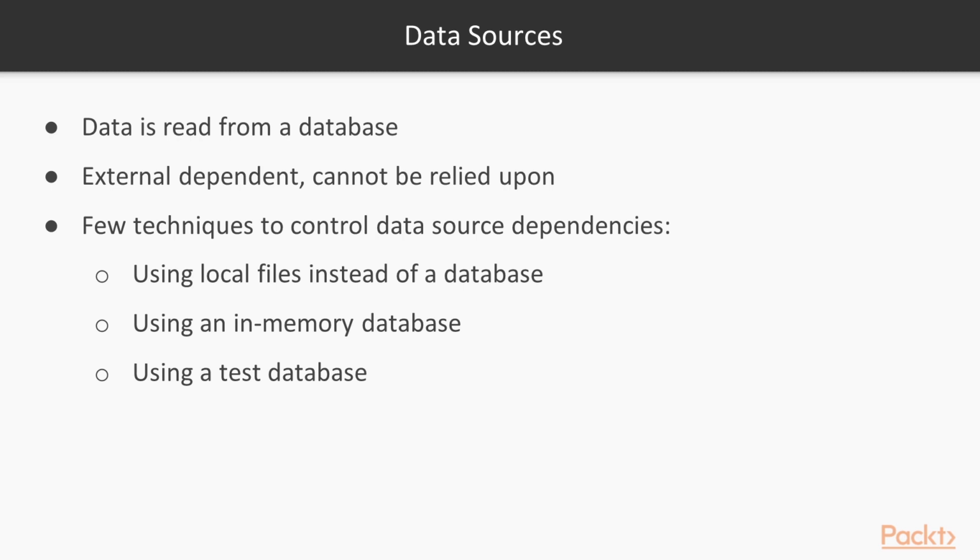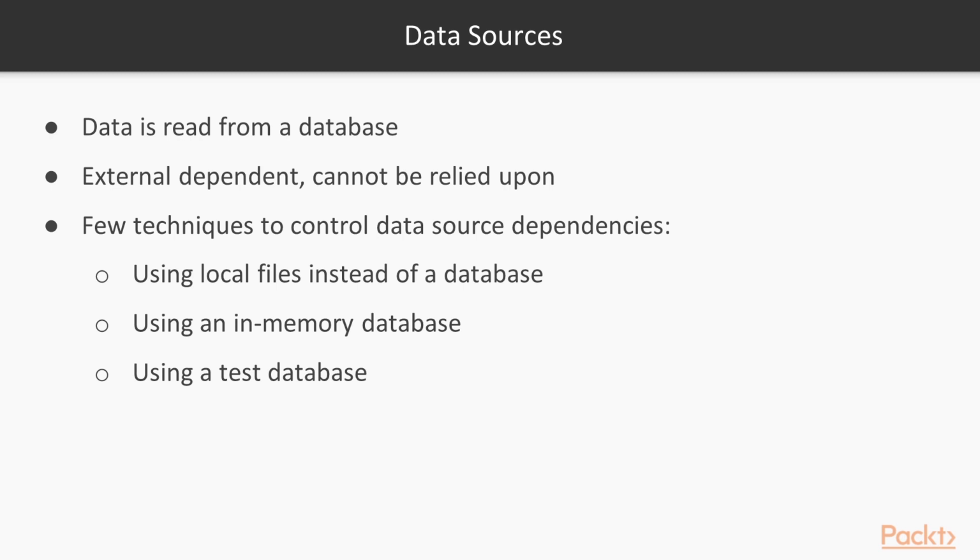Data sources. Most realistic tests require data of some form. More often than not, data is read from a database. However, a database being an external dependency cannot be relied upon. The following are a few techniques to control data source dependencies. Using local files instead of a database: quite often, test files with pre-filled data can be used instead of querying a database. Using an in-memory database: rather than connecting to a real database, a small in-memory database could be used. Using a test database: if the test really requires a database, the operation can use a test database, which uses transactions.